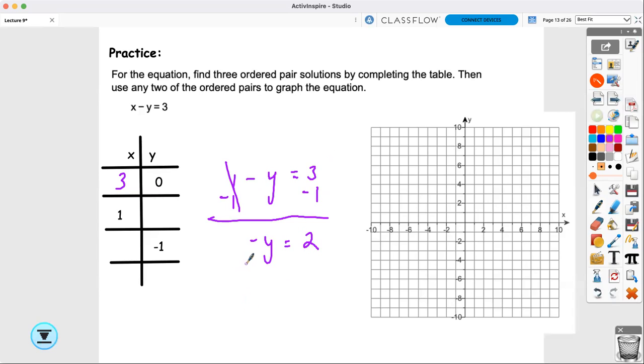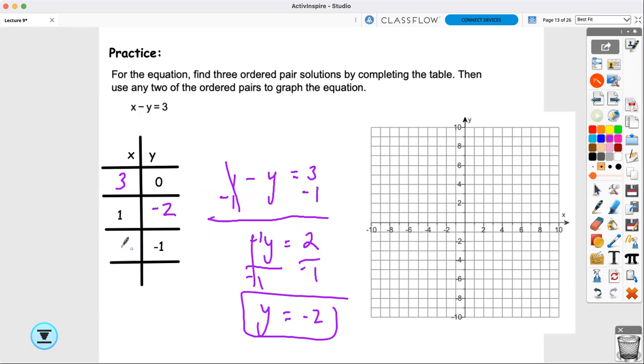But we notice that Y is not by itself yet. So at that point, guys, we had to divide by a -1 to cancel out the negative. So then we get Y equals -2. And that is the second Y value right here. Hopefully that clears up any confusion for the students who did not get -2.